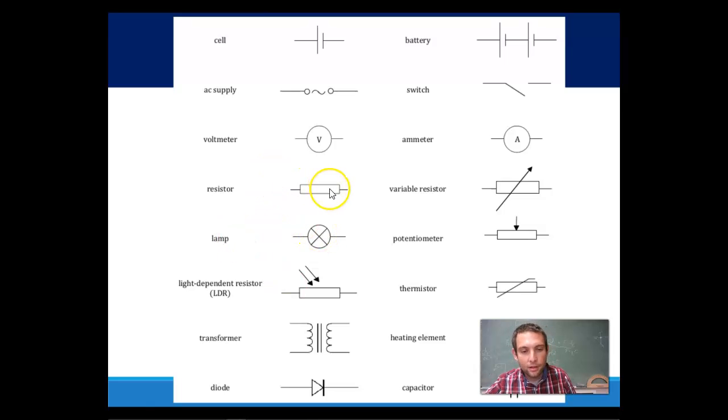Lamp, a resistor resists the flow, transforms the energy. A cell, a single cell, is a source of potential difference. A battery is multiple cells.